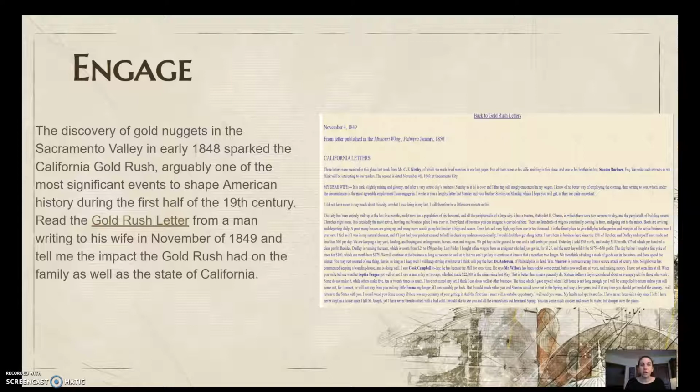So the discovery of gold nuggets in the Sacramento Valley in early 1848 sparked the California Gold Rush, arguably one of the most significant events to shape American history during the first half of the 19th century. You're going to read the Gold Rush letter from a man writing to his wife in November of 1849 and tell me the impact the gold rush had on the family as well as the state of California. And this writer was one of the lucky ones. He figured out a way to not necessarily make money off or get money from gold, but benefit from everyone coming out. So read it and take a couple minutes and think about it.